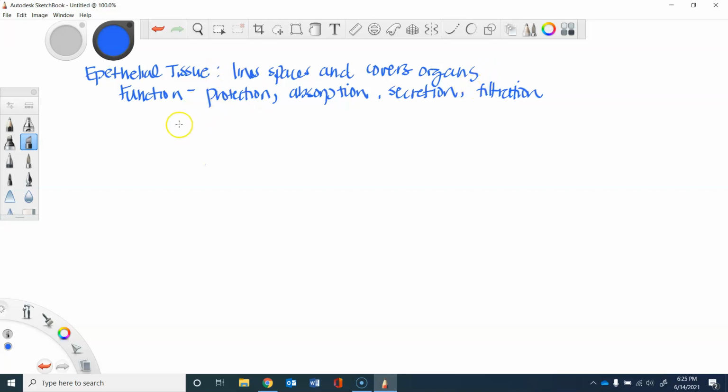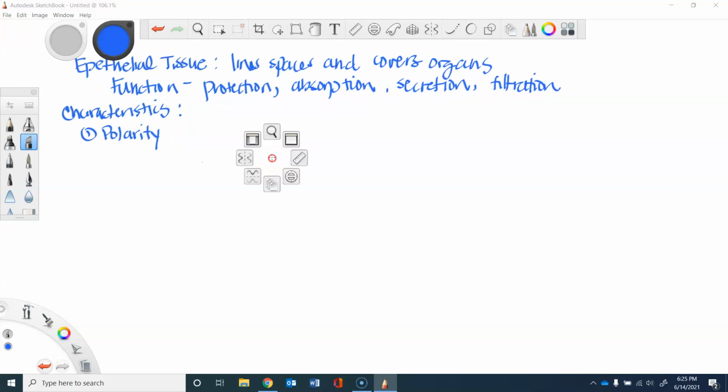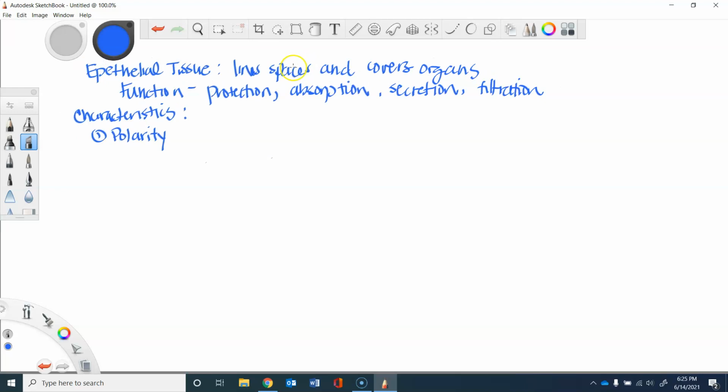So all epithelial tissues have certain characteristics. And the first one is what we call polarity. So when you hear the word polarity, think about two poles, like the North Pole and the South Pole. All epithelial tissue have two surfaces. So if we have, I don't know why my screen keeps doing this, but it's on my nerves. And I spelled epithelial wrong here. Okay, so polarity is the two surfaces that all epithelial tissues have.